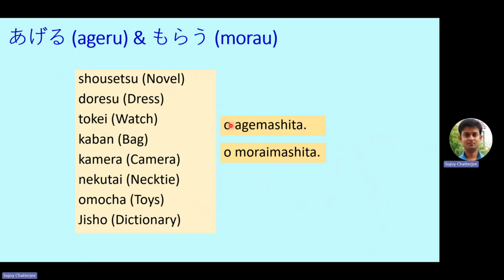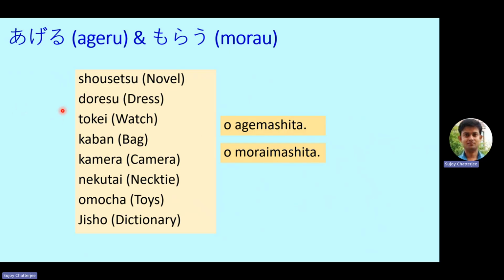Now if you are giving, then it is agemashita. Now if the person who has received that gift says that he has received, then he will say shosetsu o moraimashita. That means I have received the novel. I have got this novel from so and so. So from so and so, you can replace it by Tanaka-san. Then it will be Tanaka-san ni. That means watashi wa Tanaka-san ni shosetsu o moraimashita.